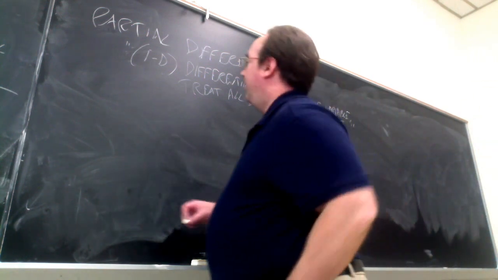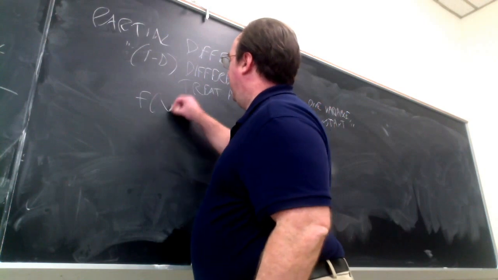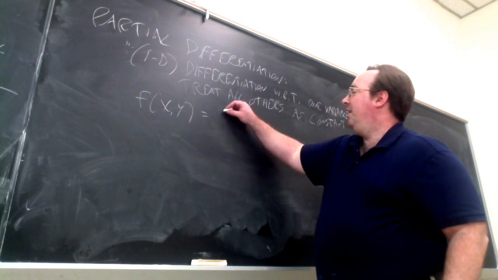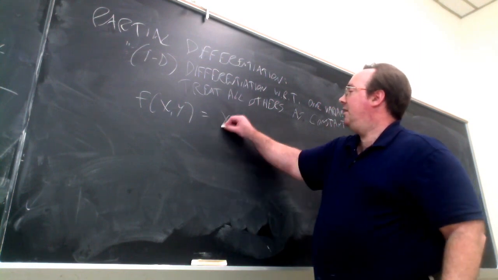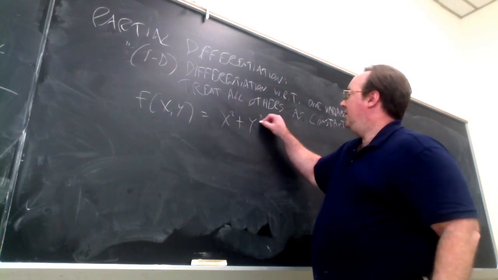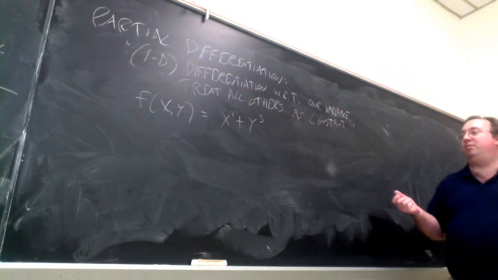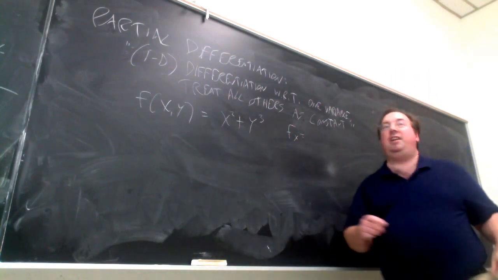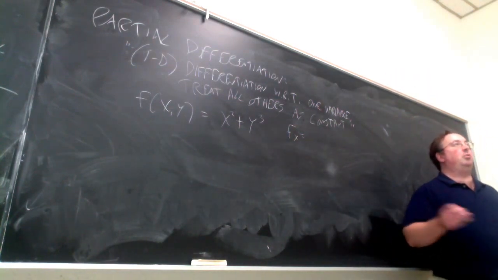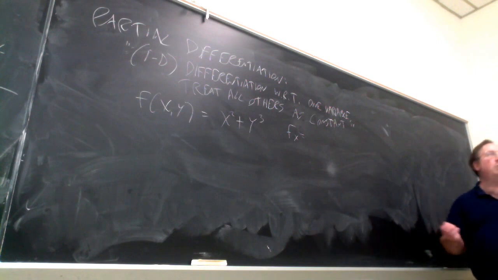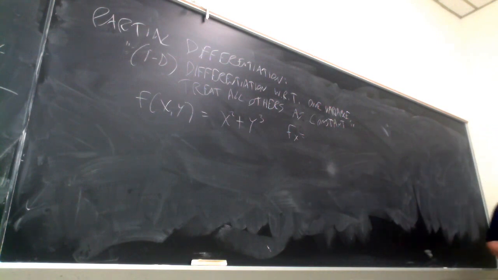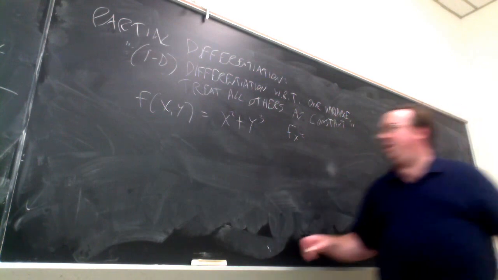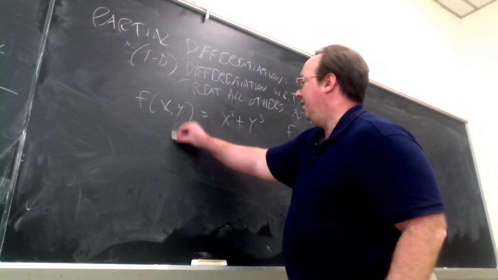Okay, so let's look at some two-variable examples. Let's say x squared plus y cubed. If I want to treat this as a function of x, then wherever you see y, whatever is being done to y doesn't matter, that's a constant. So if I think of this only as a function of x, in fact I could do that.